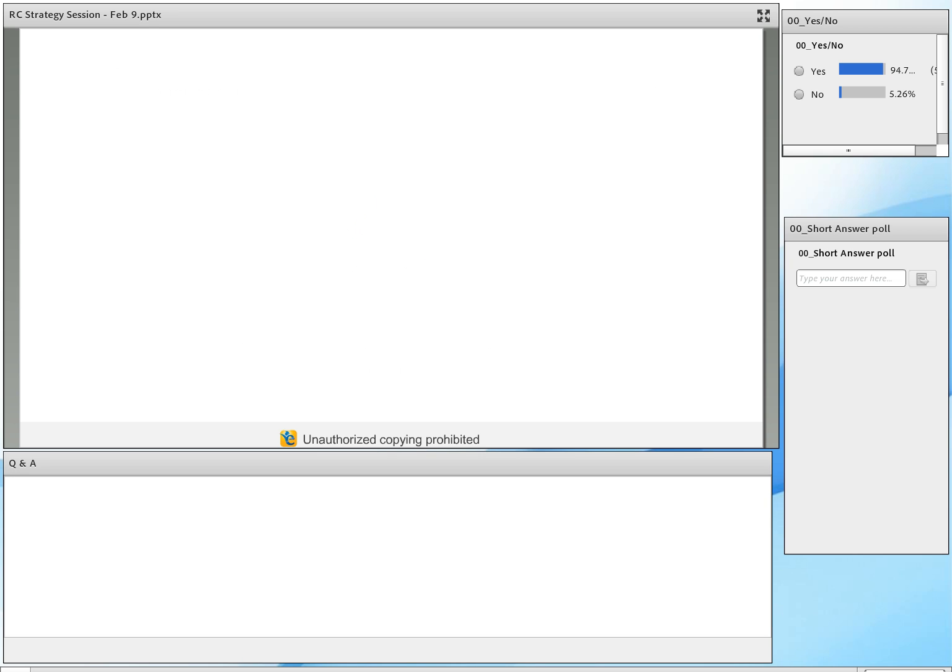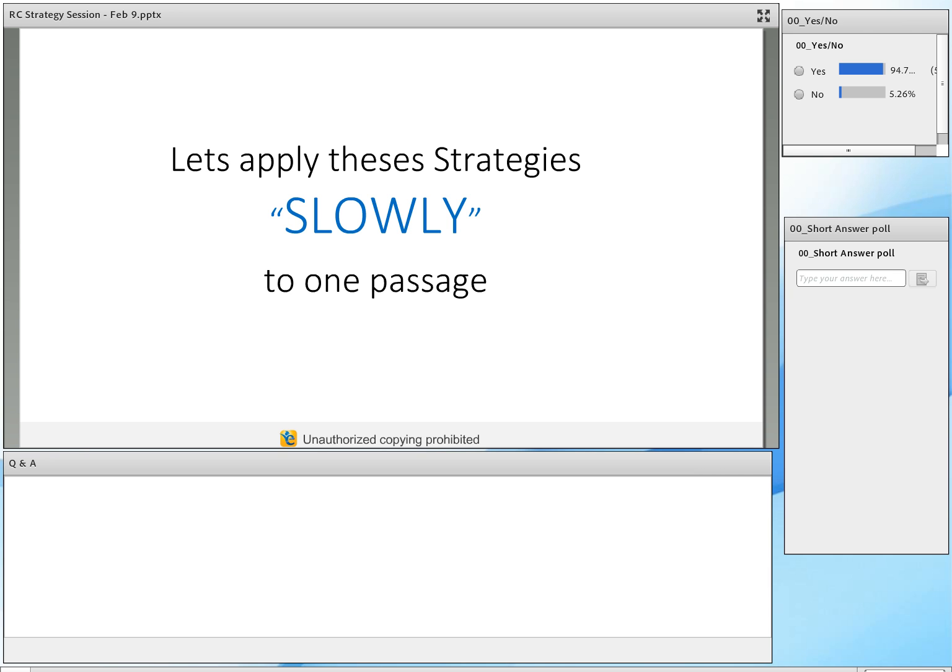Okay, so with that, let's move on to the first passage that we have, and the passage is pretty short. I want you to apply these reading strategies slowly, and I want you to click on no in this yes/no poll. That way I know how many of you are engaged in reading the passage. I'm not going to give you a specific amount of time. I'm going to see when about 50% of the class is done reading the passage, give you a few seconds warning, and then we're going to go forward.